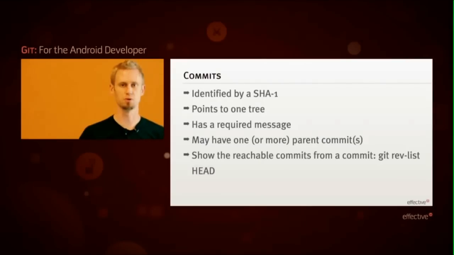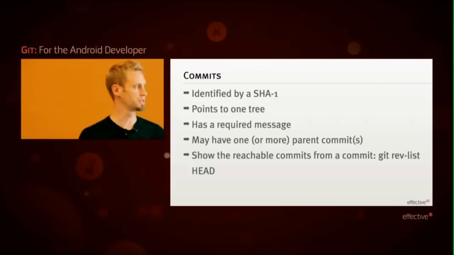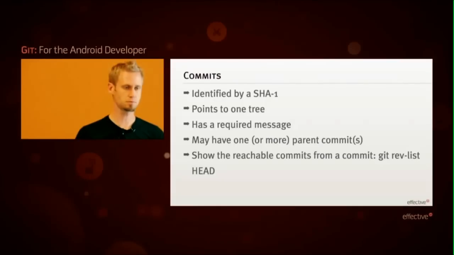You can see all the reachable commits. The concept of a reachable commit is important in Git, because that means that those changes are in your history and should be accessible from the commit that you're on. If you use the command git rev-list from a commit or a tree, it will show you all the reachable commits from that point.